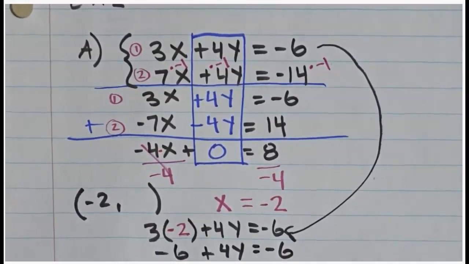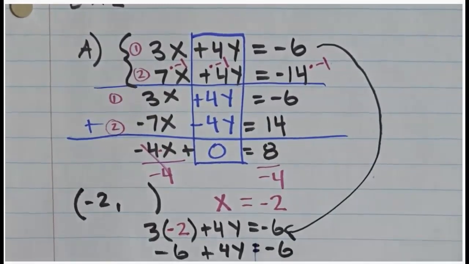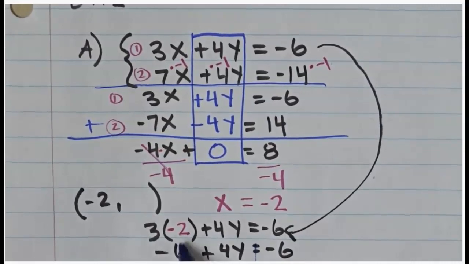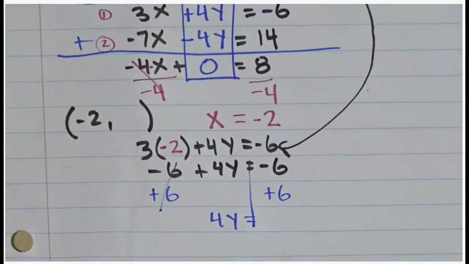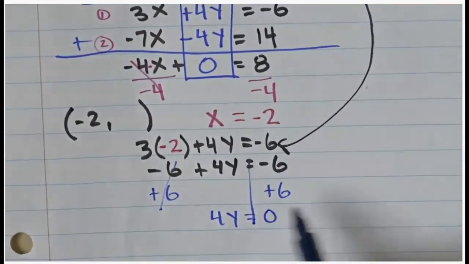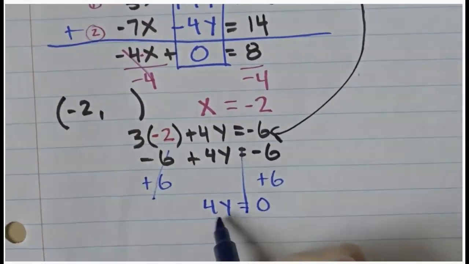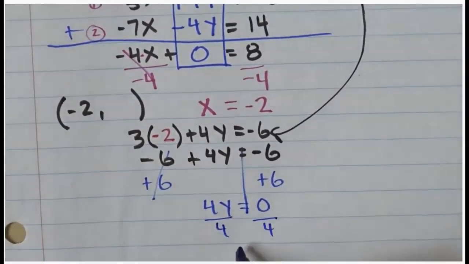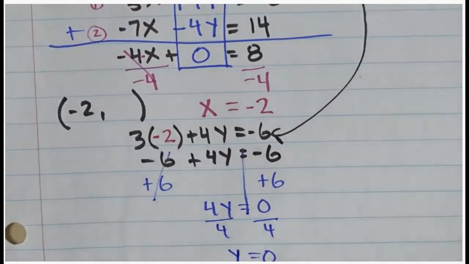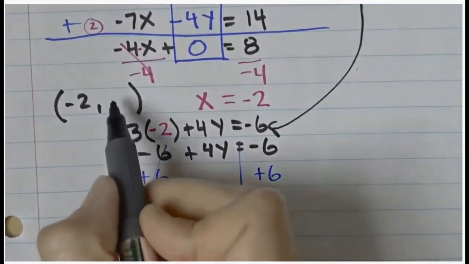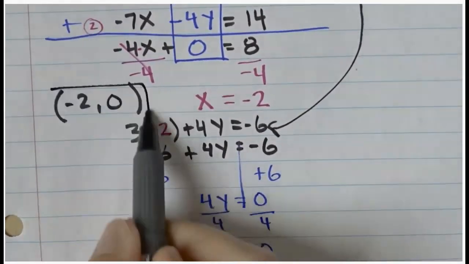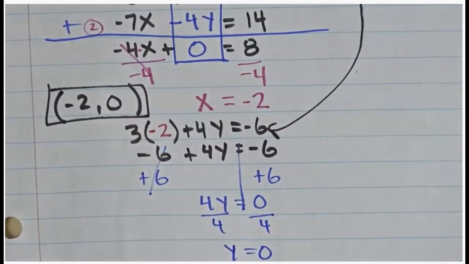And now to get rid of that negative 6, I'm going to add 6 to both sides. Now I have 4y equals 0. And then I get y equals 0. And that's my solution. All right?